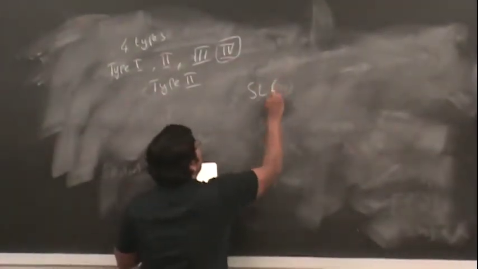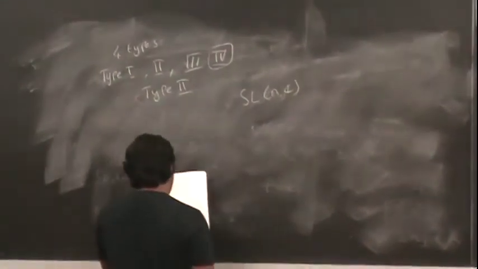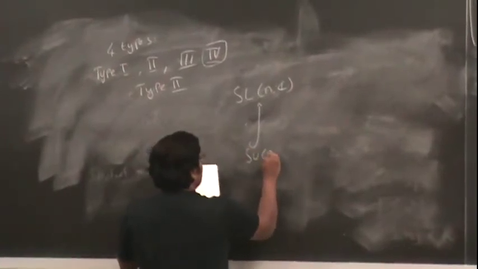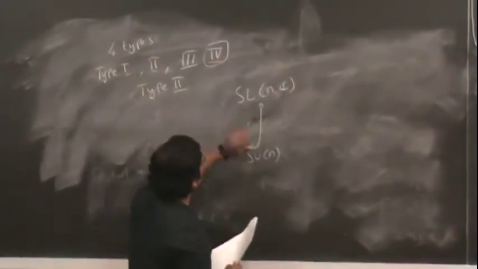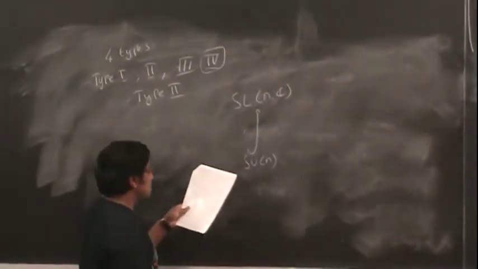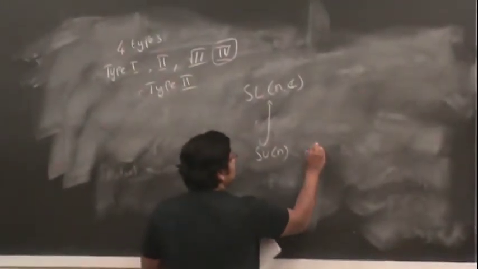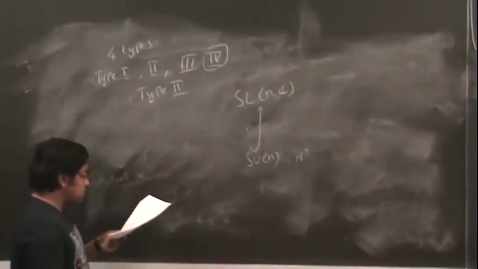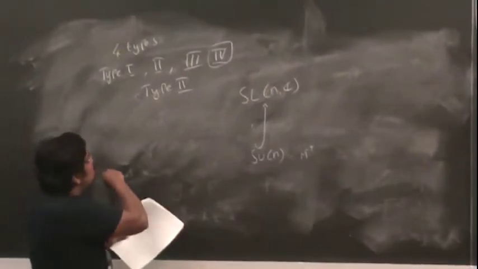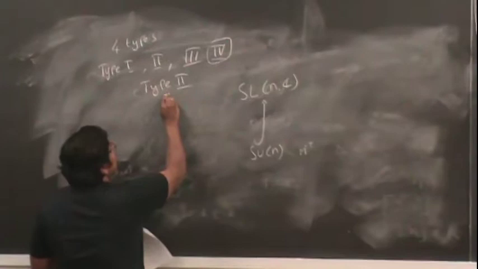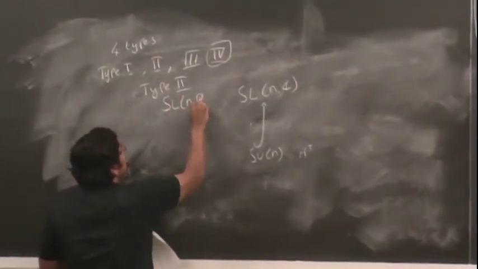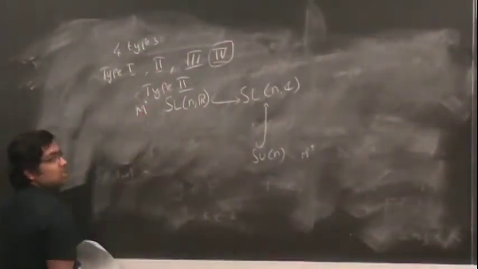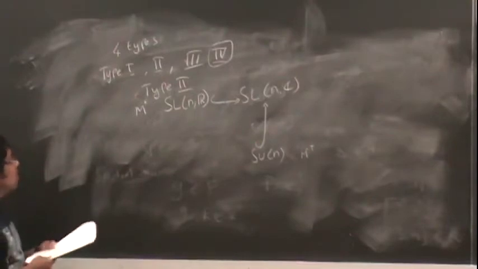So if we have SL(N,C), we had SU(N). So this was type 4. Right? We just discussed this by using this conjugation relation, minus dagger. And so another real form that we can think of is SL(N,R), where the conjugation is just the conjugation that we know.